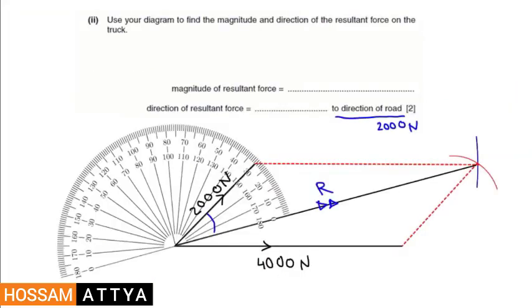Here the direction is required to be given with respect to the direction of the rod. The direction of the rod is the direction in which the force of 2000 newtons is acting, which means we need to measure the angle between the resultant and the 2000 newtons. Here is our compass, and this is the angle subtended, which is 0, 10, 20, 30 degrees, and the resultant is 5,600 newtons.